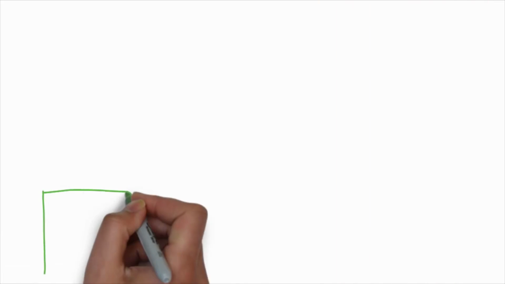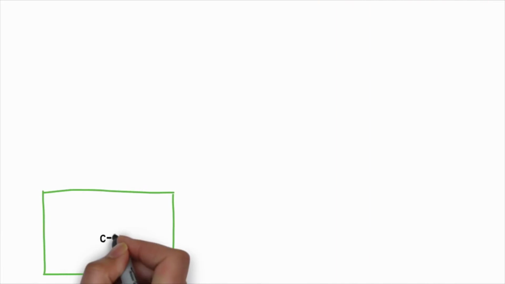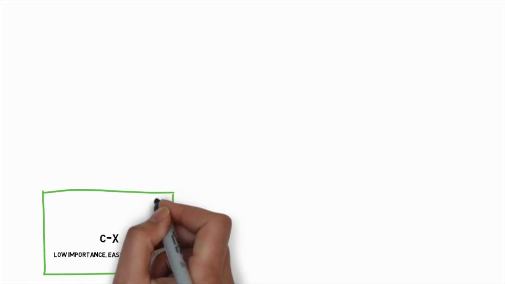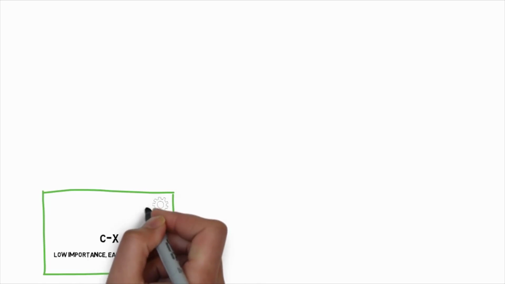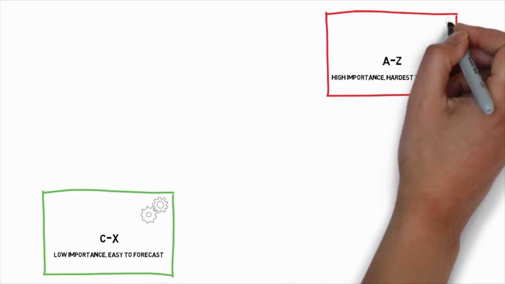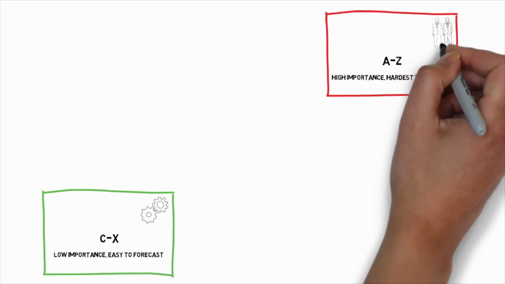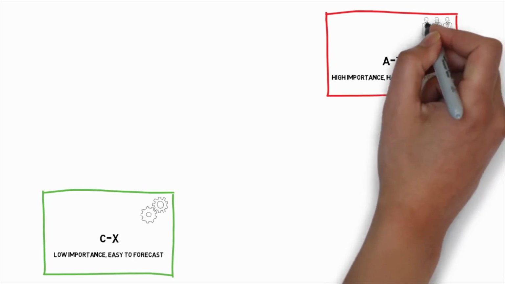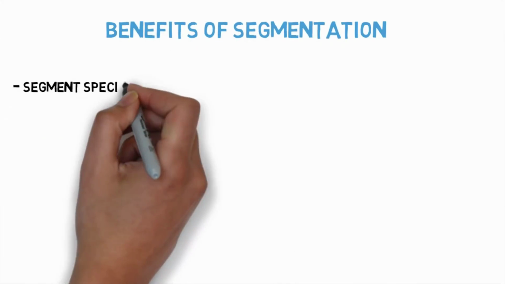With IBP segmentation, you can define and build segments and automatically group your products based on their importance and forecast volatility, starting from the CX segment, which contains products of low importance but are easy to forecast, and ending with the AZ segment, which contains high importance and hard to forecast products. This information can be used in several ways.